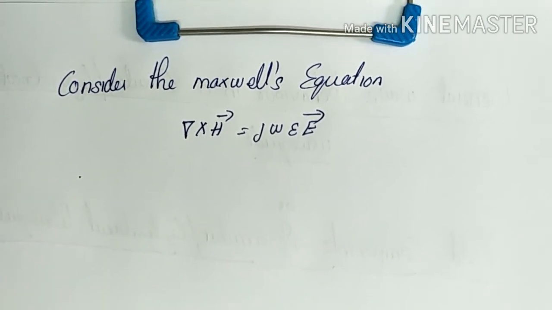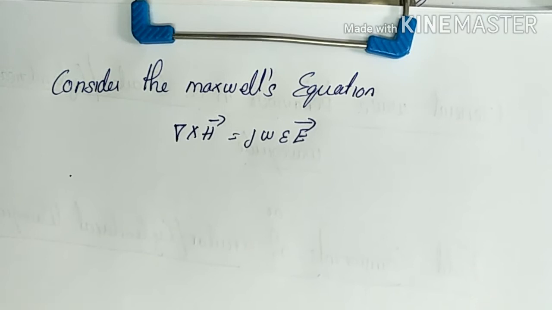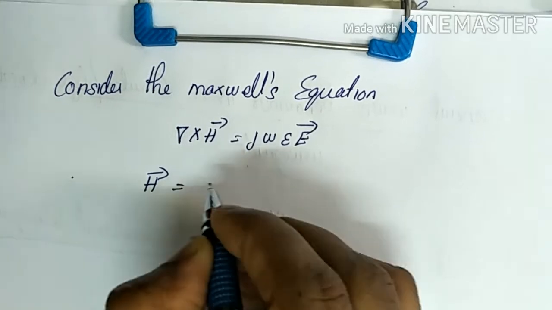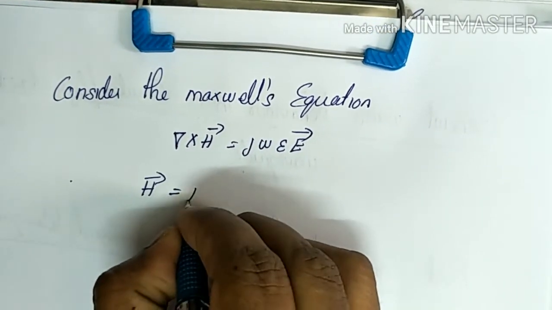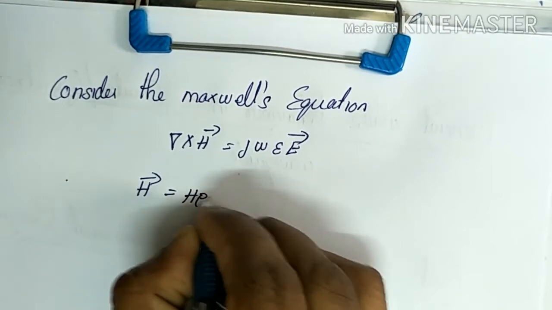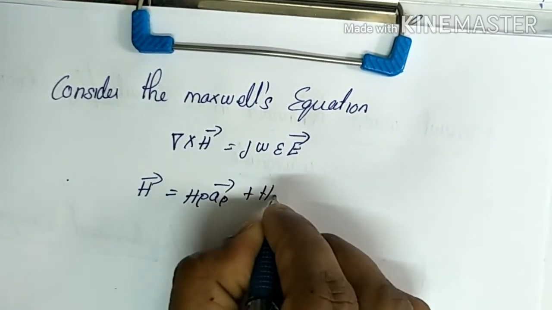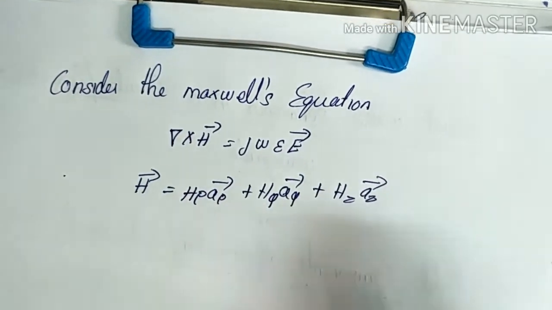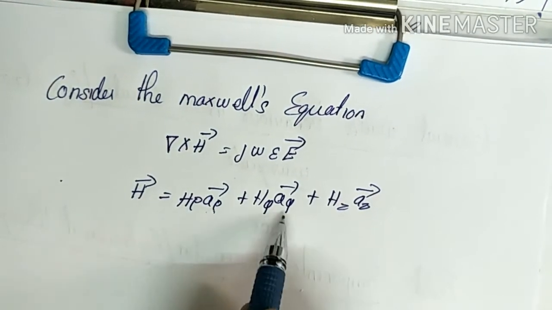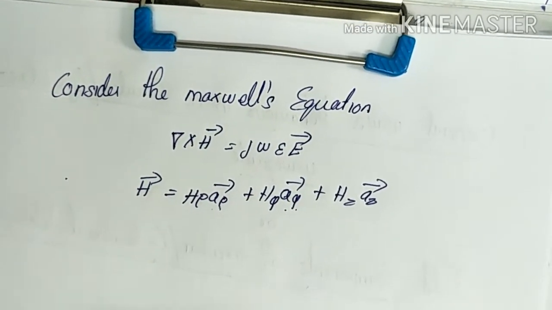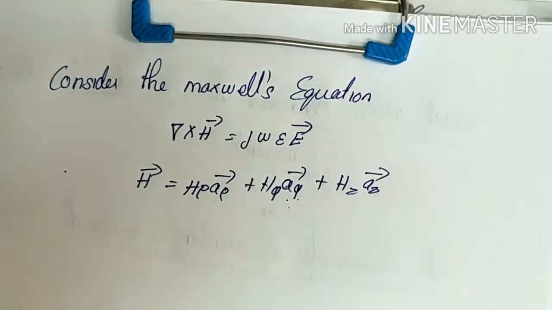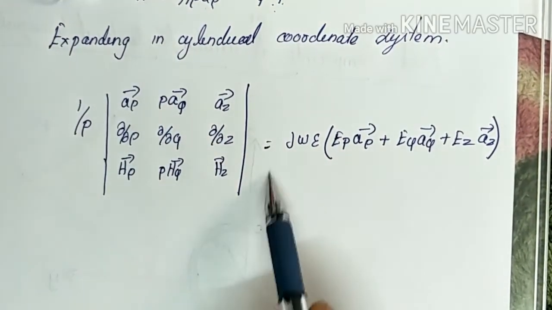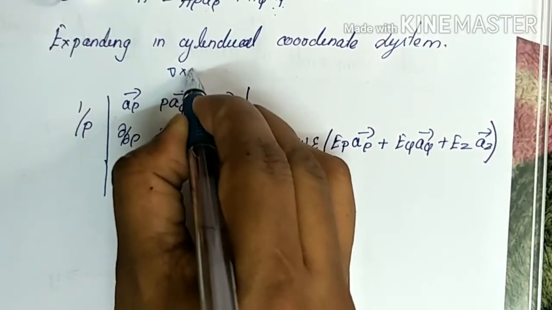Now consider Maxwell's equation: del cross H vector is equal to j omega epsilon into E. So in cylindrical coordinate system, how will you take a vector? We will take H rho A rho vector plus H phi A phi vector plus Hz Az vector. So any vector is represented in the form of A rho, A phi, Az, and here the unit vectors will be A rho, A phi and Az. So this is del cross H vector in cylindrical coordinate system.